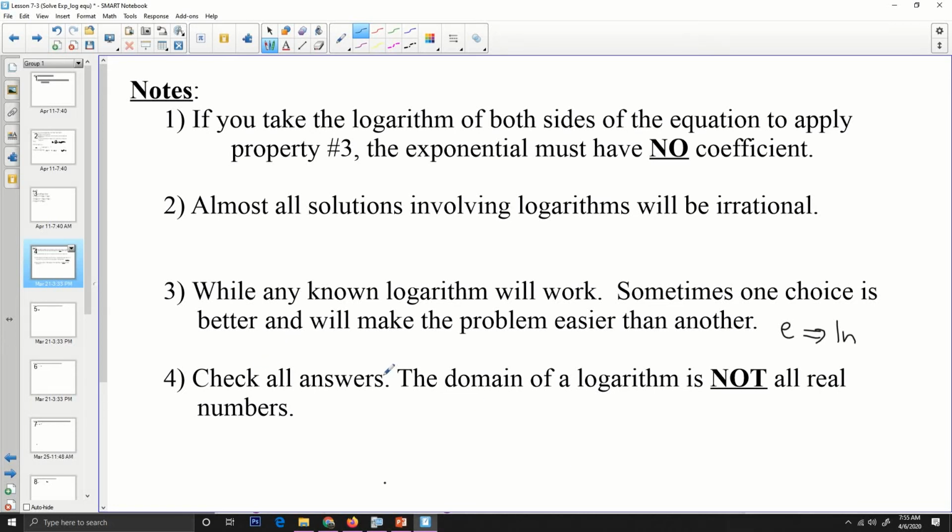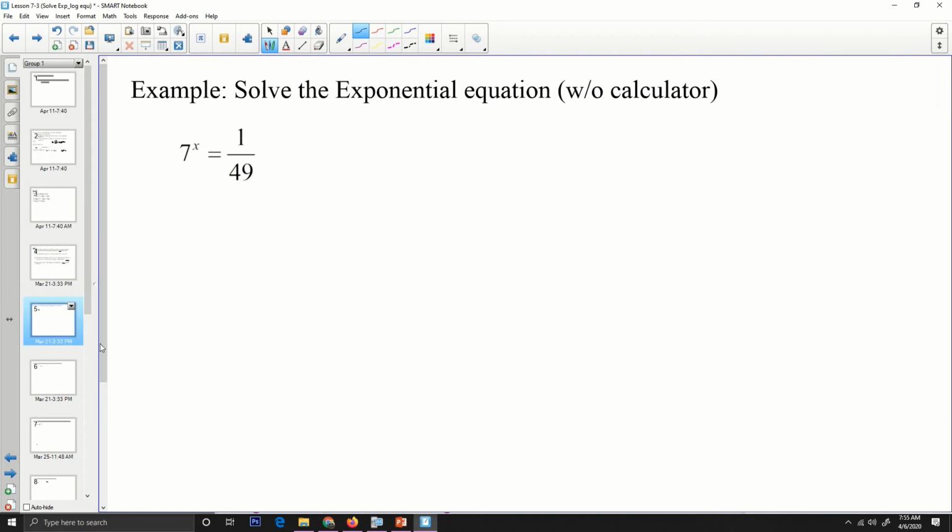Please make sure that you're checking all the answers, and remember that the domain of a logarithm is not all real numbers, it's just the positive values. So if you get a number that's going to make what goes into the logarithm negative, you're going to have to throw that out. And so we'll have an example of that also.